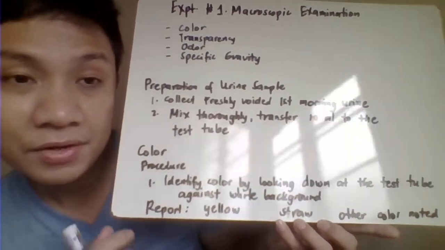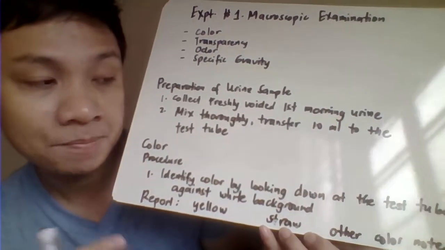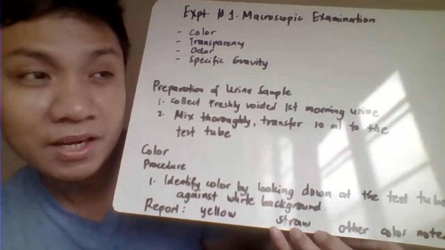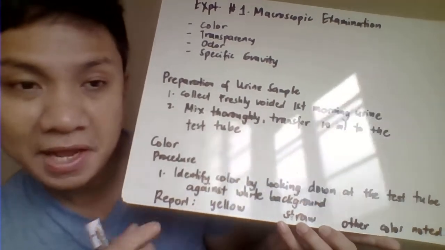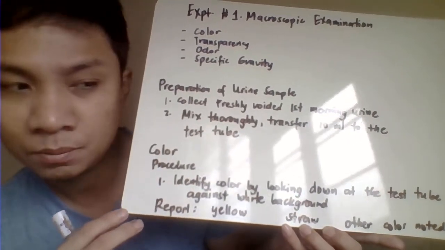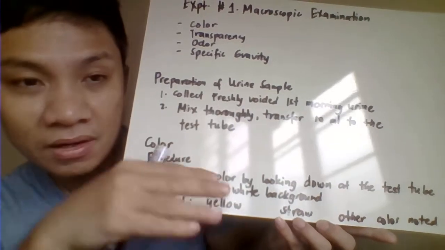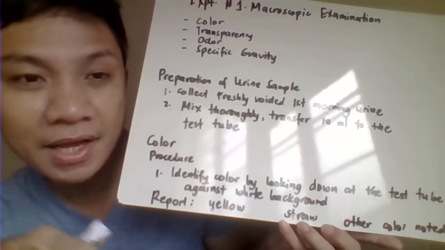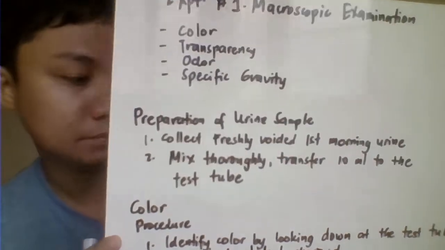Or you can also report other colors, like red or bloody red, because of the presence of RBC. It can be blue, green, or orange, the unusual colors. You could also report those. But if you're taking, for example, yellow, straw is more of an orange-brown, something like that. Basta, you need to have a homogeneous or standardized way of reporting by sticking to your way of reporting in your laboratory.